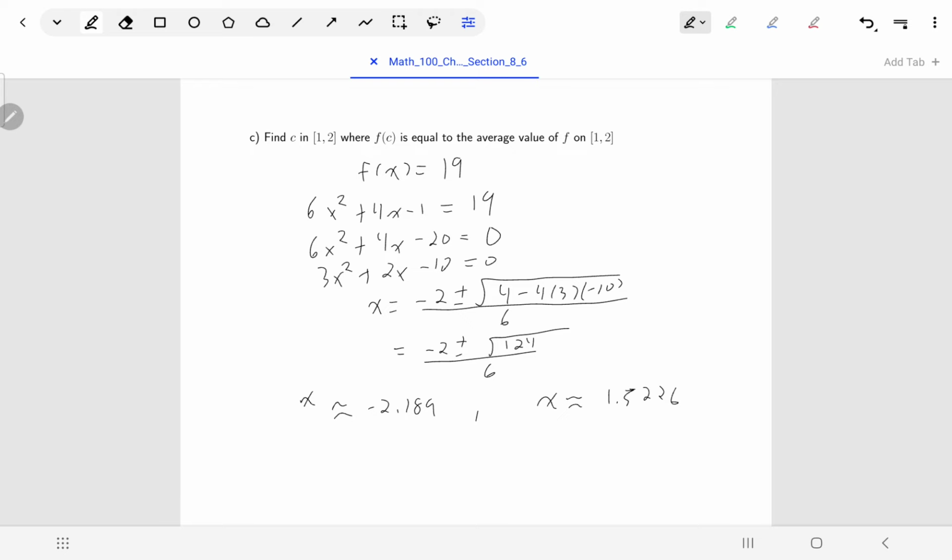That's the value c that we were looking for. The c that we were looking for was going to be inside of our interval from 1 to 2. We were guaranteed that that value existed by the mean value theorem, and lo and behold, we have found it. So the value of c that we were looking for is about 1.5226. That's the place where f of c is equal to our average value of f on that interval.